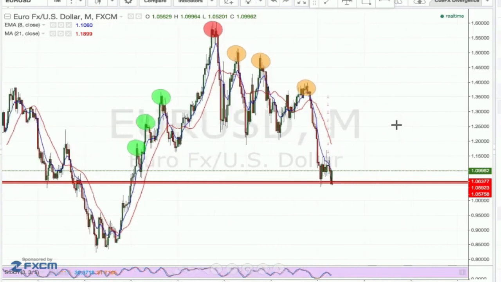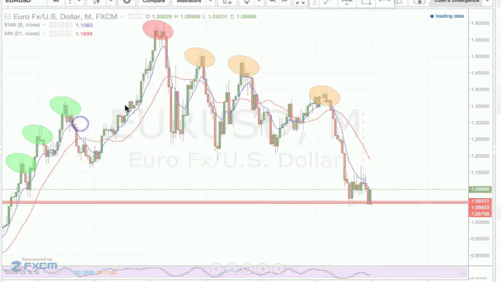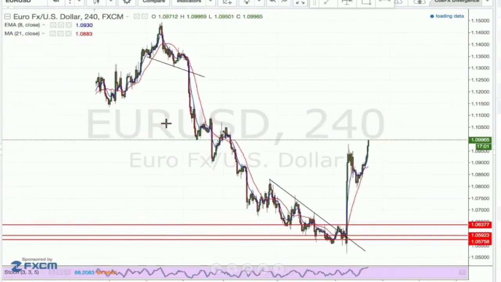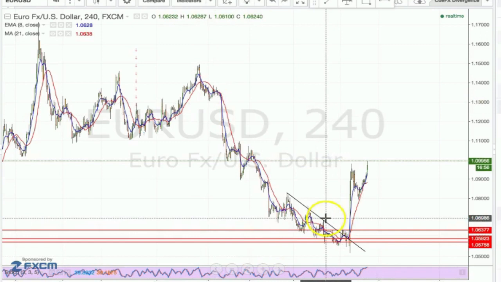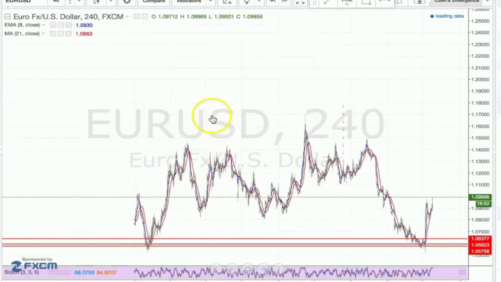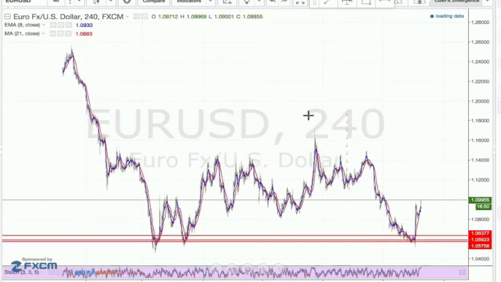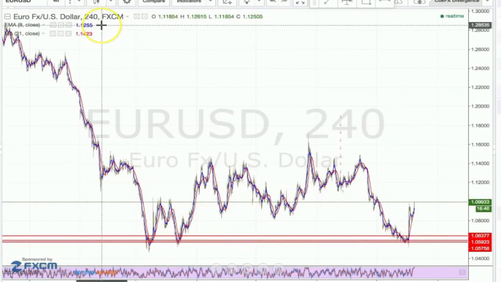Always try to identify what kind of market you're in first. Remember, these moving averages give you the trend bias. All these swings right here are the big consolidation from the monthly chart, shown on the 4-hour chart right now.